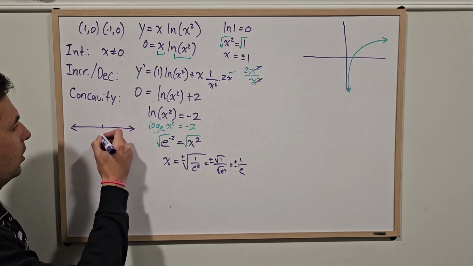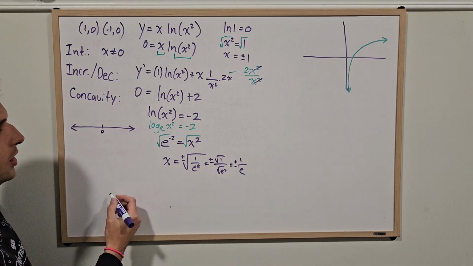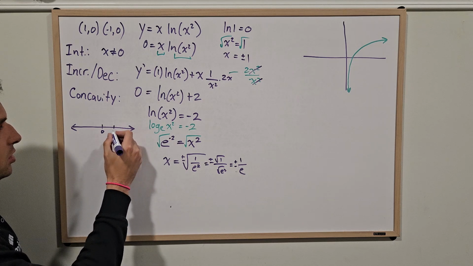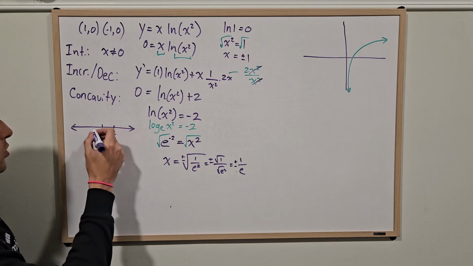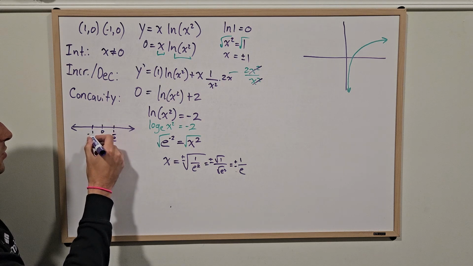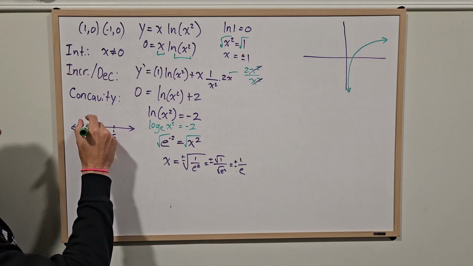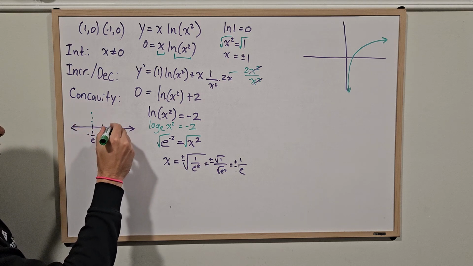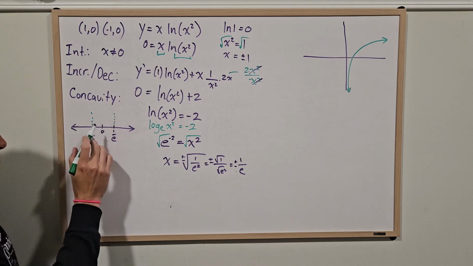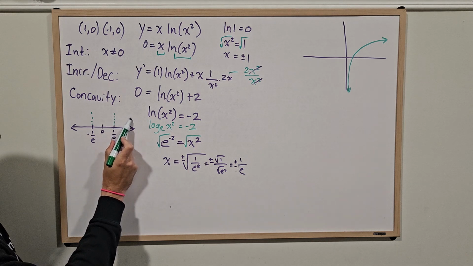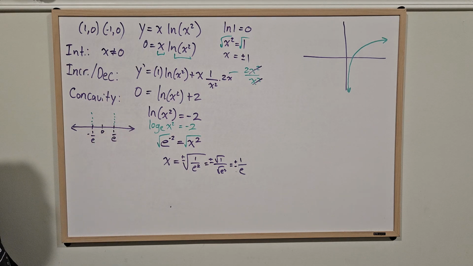Right? So I'm going to put my 0 over here. And I'm just going to write these arbitrary hash marks here. This is going to be my positive 1 over e. This is going to be my negative 1 over e. And now I have to set up these intervals. Okay, so I like to put these, and I have 3 intervals here. This one here, this one, and this one. Okay?